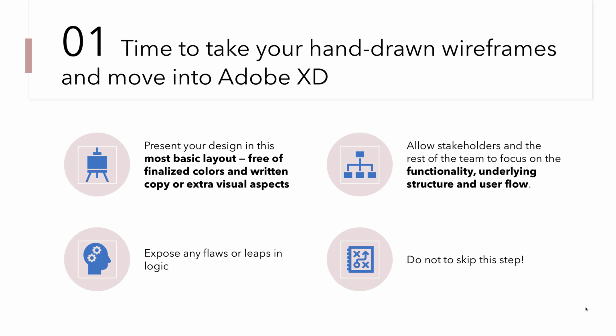So step 1 is to take your hand-drawn wireframes that we mentioned last week and get into Adobe XD. The idea behind these basic wireframes is that they're free of any finalized color and written copy or anything extra. So this is going to allow you, the developers, and your stakeholders, meaning the people that you're working on the site for, your clients, to focus solely on the functionality, the underlying structure, and how users are going to use this. So again, we're not putting in the color, logos, or fonts, anything from the branding guide yet. We are simply going to work with a very basic wireframe.